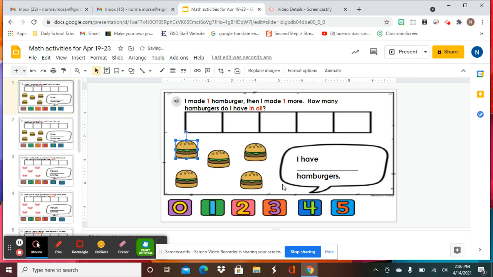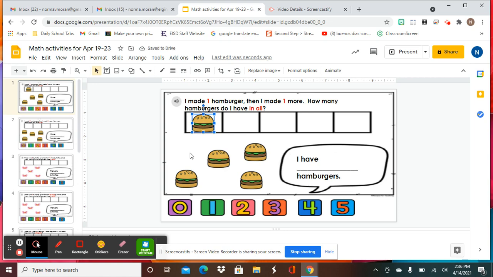For our answer over here, it says I have blank hamburgers. This blank is where we have to put a number. It could be I have 0 hamburgers, 1, 2, 3, 4, or 5. But I don't know yet because I haven't added. So I'm going to read that word problem again, listen to it carefully, and then we're going to start moving our hamburgers. I made one hamburger. I'm going to put one hamburger up here.